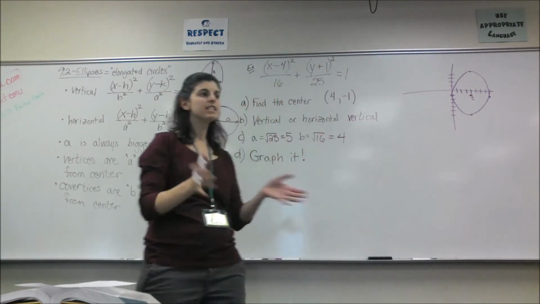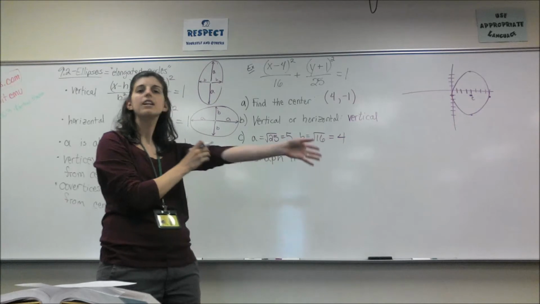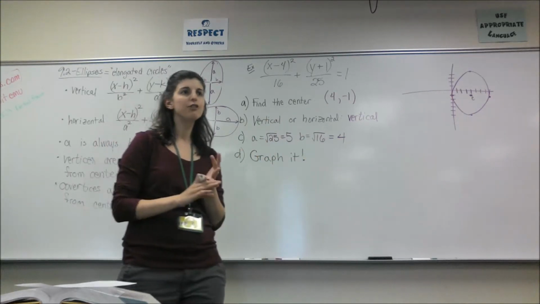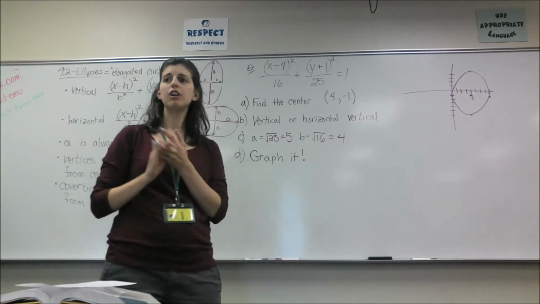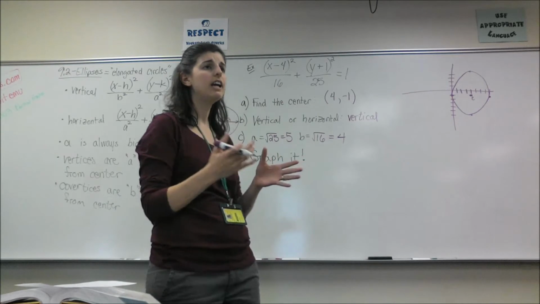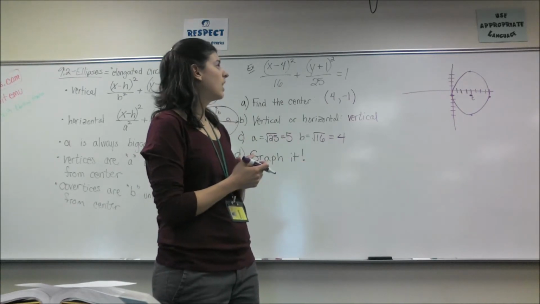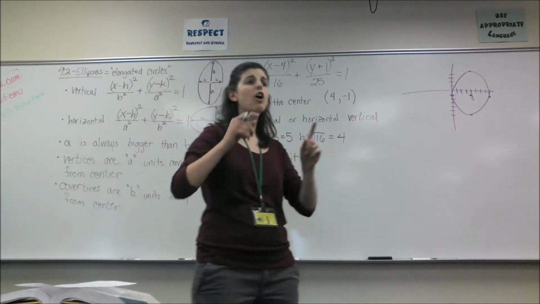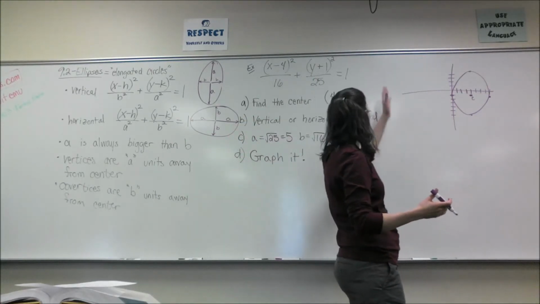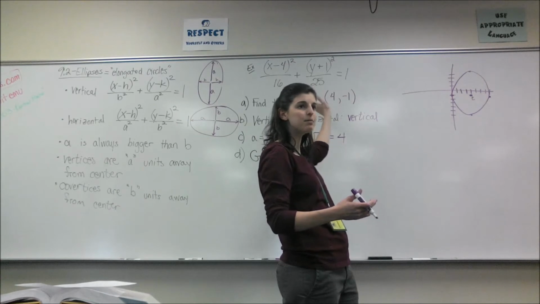The rest of this that we're going to do is all extension from that, okay? We're going to label the vertices and co-vertices. We're going to talk about something called the foci. We're going to talk about the major and minor axis, okay? So here we go. The vertices are always the farther distance away from your center. The vertices should always go in the direction of your ellipse.